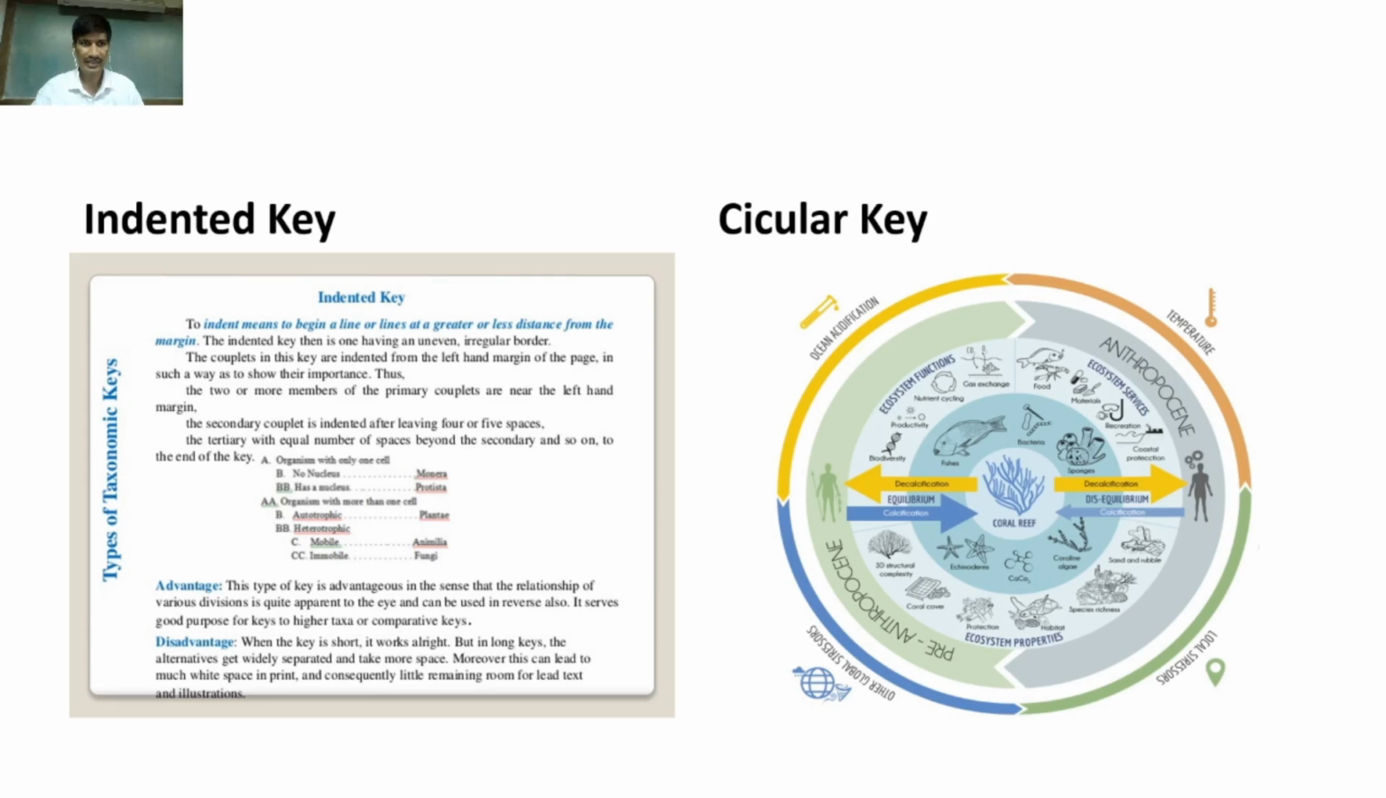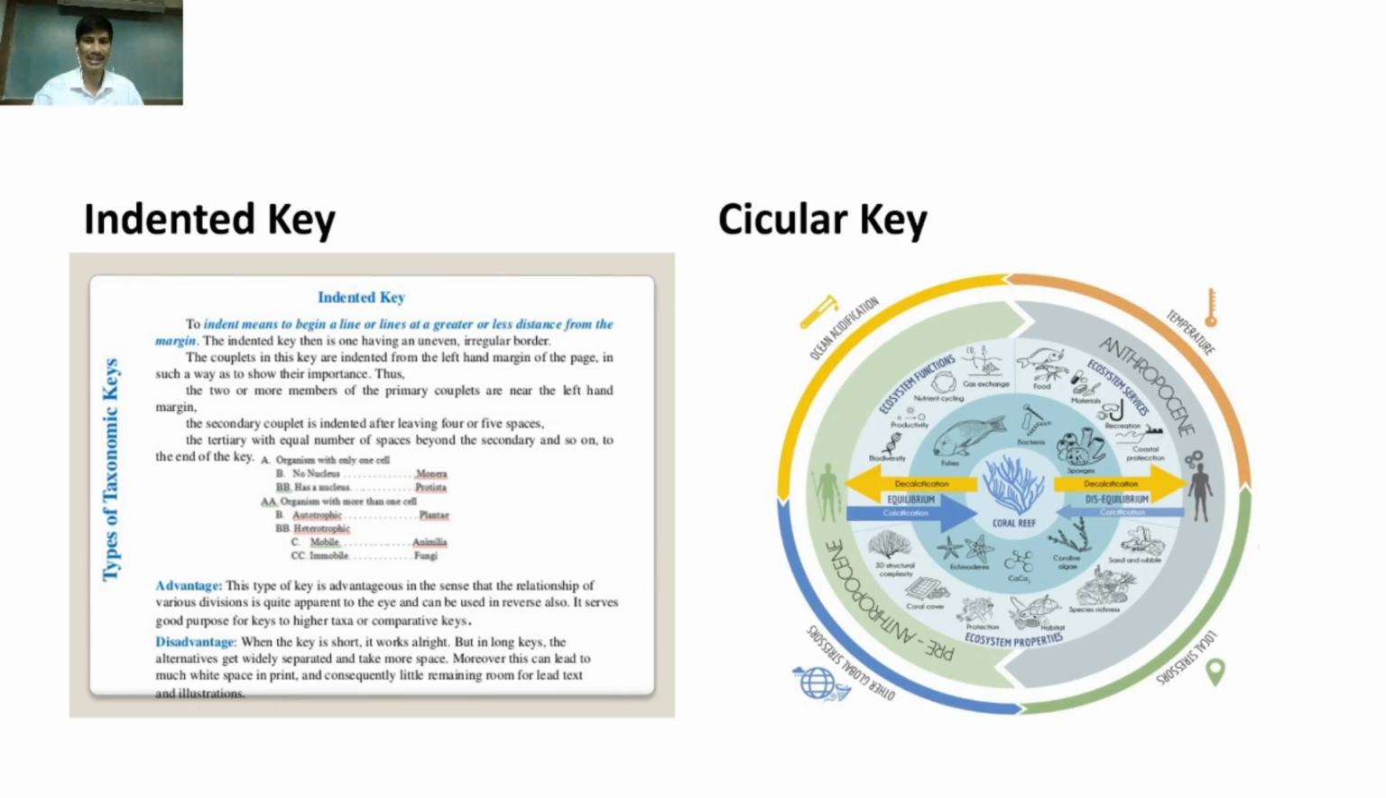Then the indented key. The indented key is very simple. In an indented key, each line begins at a greater or lesser distance from the margin. We take one example here. The organism contains a single nucleus or no nucleus, the nucleus is present or absent, and that is the first indentation. Then the organism has one cell or more cells.